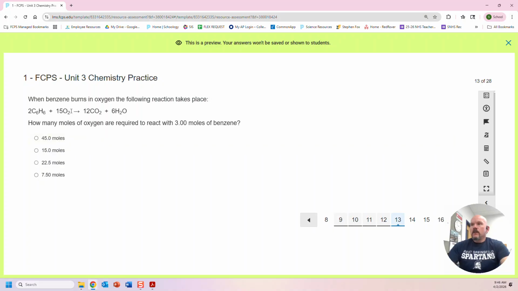Okay. So here we have another stoichiometry problem, but it's an easy one. It's just moles to moles. So as long as we have our balanced equation, all we have to do is take 3 moles of benzene. And since we're looking for oxygen, take the 3 moles of benzene and multiply it by the oxygen to benzene mole ratio that we find in the chemical equation. So all we have to do is take the 3 moles of benzene, multiply it by 15, and then divide it by 2. And that'll be our answer. Okay, because the mole ratio of oxygen to benzene is 15 moles of oxygen for every 2 moles of benzene.